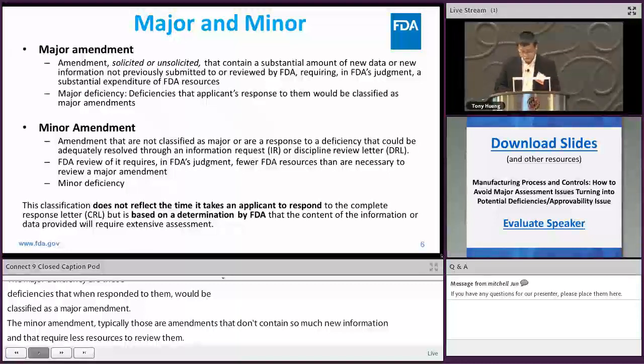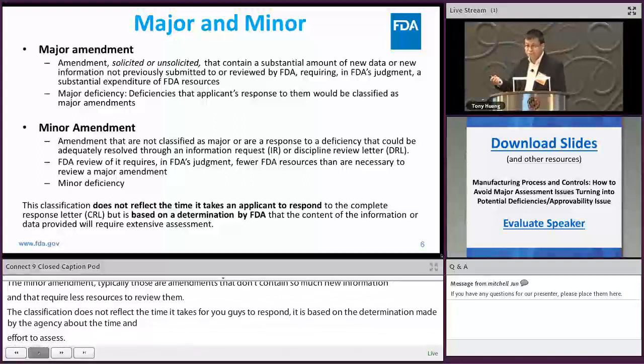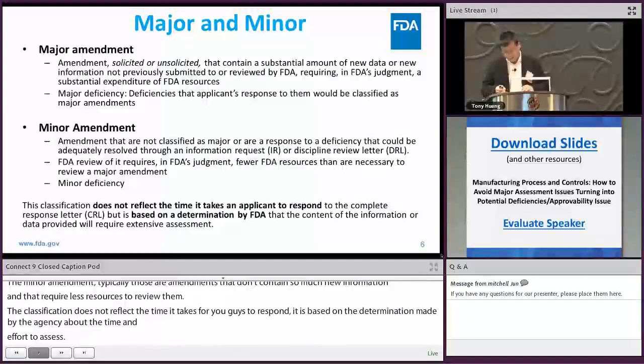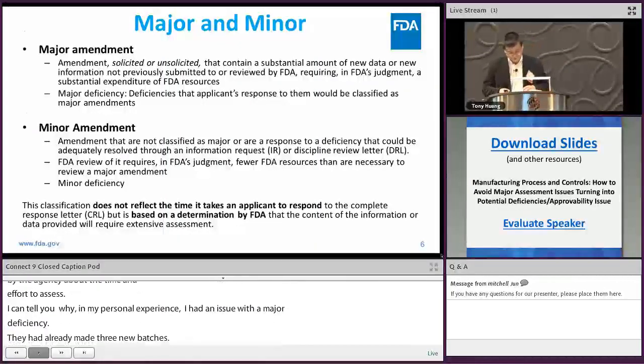I can tell you why, in my personal experience, I had issued a major deficiency. And it's a very strange situation. The firm actually had already made 3 new batches. So right after, like the week after they got the deficiency, they told us, hey, our new batches are ready for you to review. So in those cases, we still regard the amendment as major instead of minor.